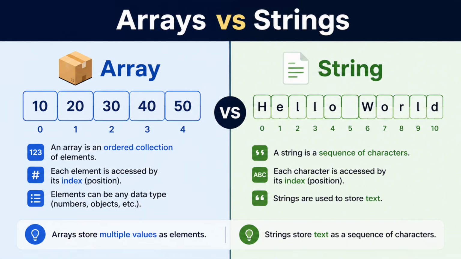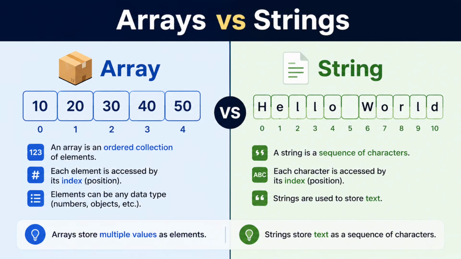Let's compare arrays and strings. Arrays store elements of the same data type, such as integers, floating point numbers, or characters. Strings, on the other hand, are specifically designed to store textual data. Arrays require you to manage elements manually, while strings provide built-in functions that simplify common tasks like finding the length or joining text. Understanding this difference helps you decide which data structure to use in different situations.